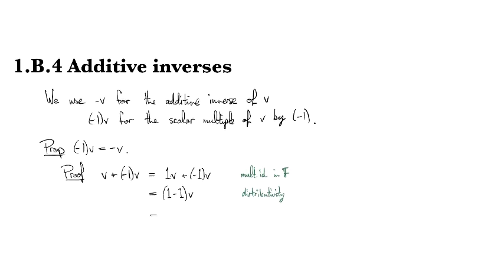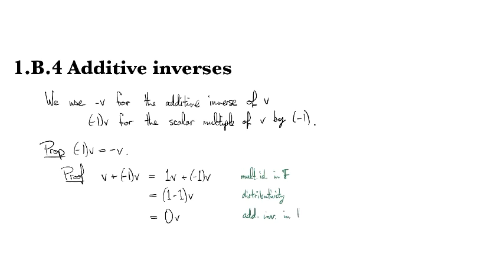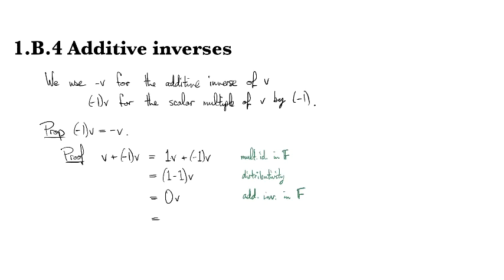And so if I do 1 minus 1 now, I get 0 times v. And so this is using the additive inverse property in the field. And then we just saw in the previous clip, tale of two zeros, that that's actually equal to 0. And then I'm done. So my justification for that last step there is some previous result.